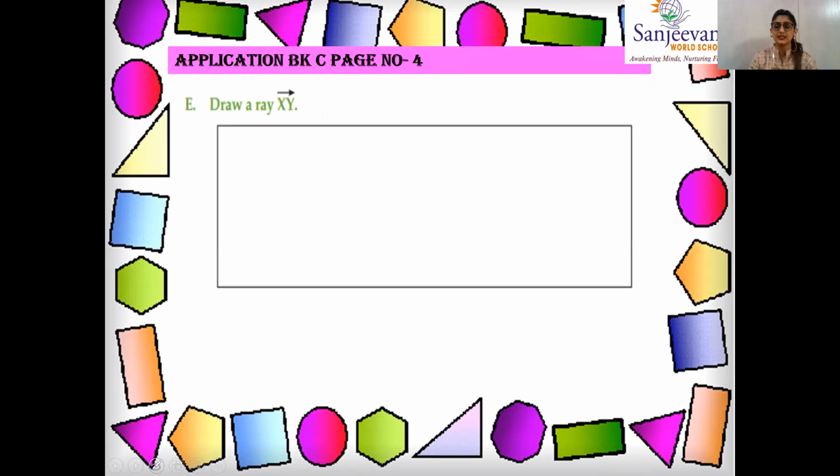A ray is endless on one side, and on one side it has a point. So how do we draw it? Draw a line with an arrow on only one side, and name it XY. So X at one side and Y at the other side. Again, there is no length measurement given for this. You can draw it of any length according to your choice.